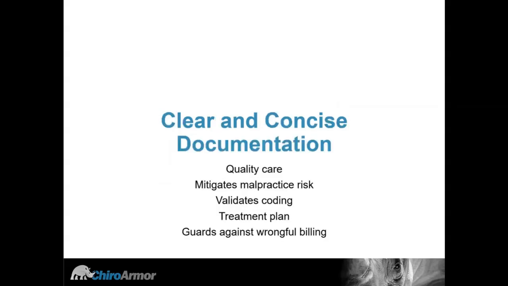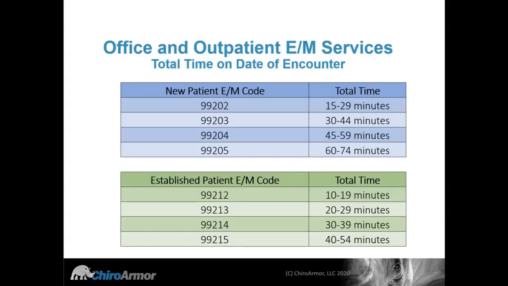And so that leads us down the road to understanding something that does not change, and that's making sure that we have clear and concise documentation, that we're documenting to our standard of care, which is dictated by your licensing board in your state. And this isn't all about reimbursement. This is about performing to the standard of care. Now, the only way anybody can know if you perform to the standard of care is through what? Your documentation. And so you can mitigate malpractice risk, you can validate your coding, your treatment plan, and again, it guards against any types of wrongful billing that could occur.